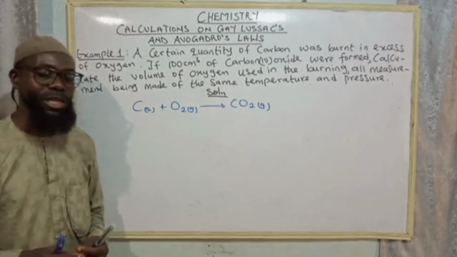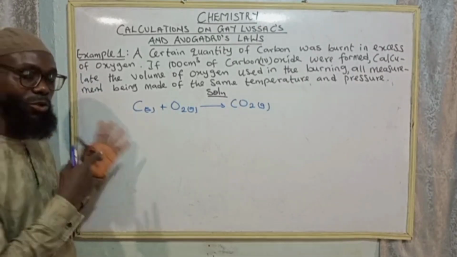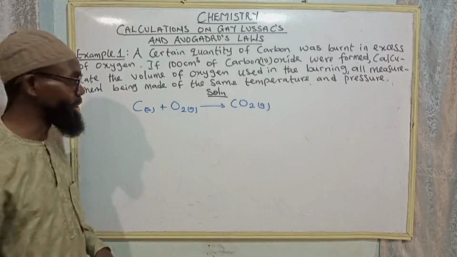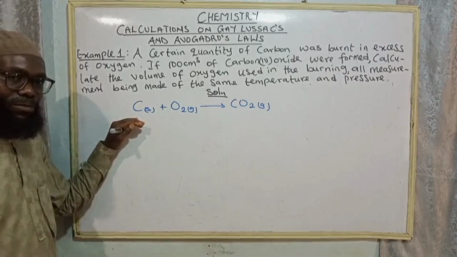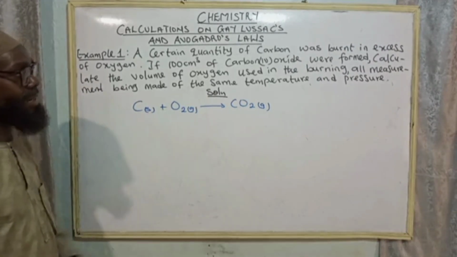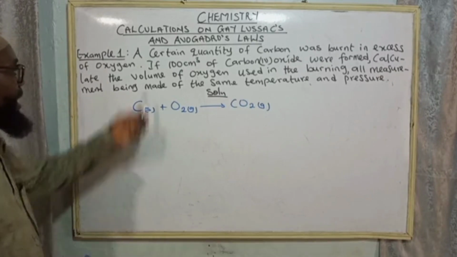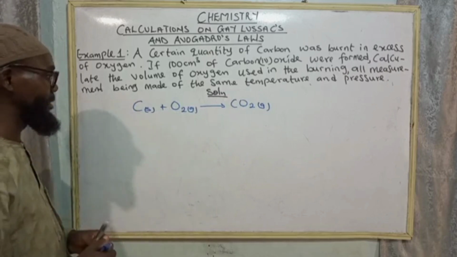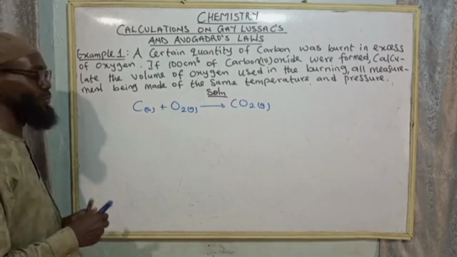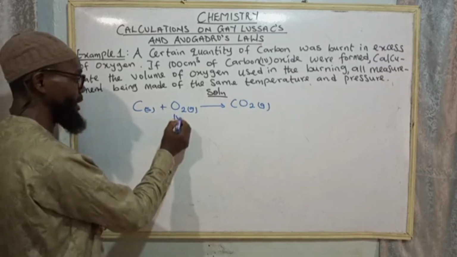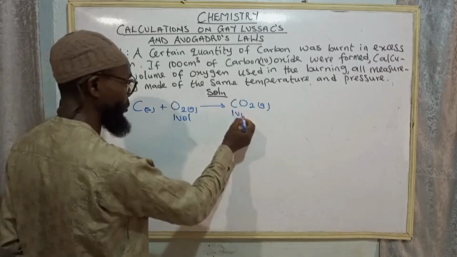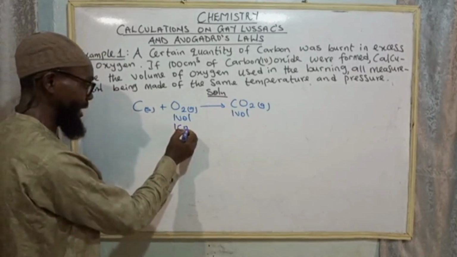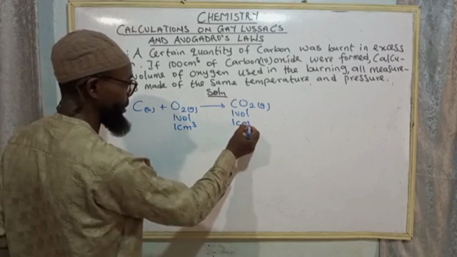If you could recall, Gay-Lussac's and Avogadro's laws are talking about gases. So in this case, carbon will be neglected. Instead, we deal with oxygen and carbon dioxide. We are told that if 100 cm cube of carbon dioxide were formed, calculate the volume of oxygen. Now, initial volume here is going to be one volume, and this is one volume as well. So taking it to centimeter cube, 1 centimeter cube is producing 1 centimeter cube.